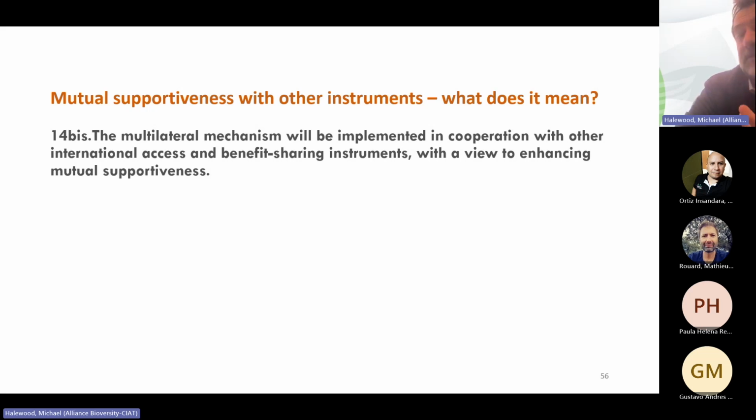So these are some of the questions that I think need to be taken into account in understanding how to enhance mutual supportiveness between the treaty and the CBD in this new era of benefit sharing arising from DSI. It's very difficult to go into what concrete measures could be taken to ensure mutual supportiveness or complementarity. I think that's clearly a matter for the parties.